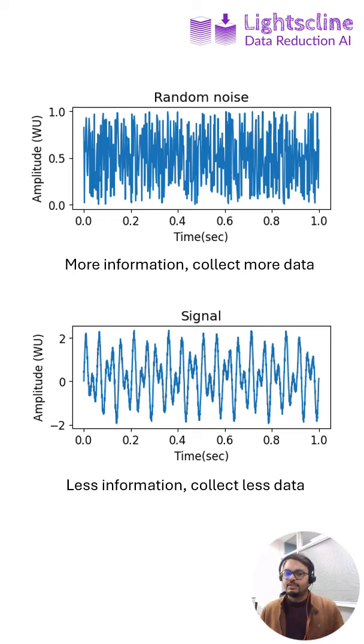To summarize, random noise has a lot of information, whereas signals inherently do not have a lot of information. And so ideally, we should be able to design systems that can sample or collect data according to the information in the signal. Meaning, if you have a signal with more information, collect more data. If you have a signal with less information, collect less data. What this can enable is essentially getting rid of 90% of raw data for a lot of real world signals because they do not carry a lot of information.